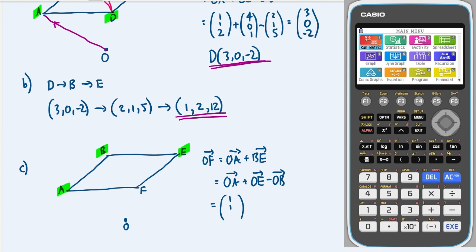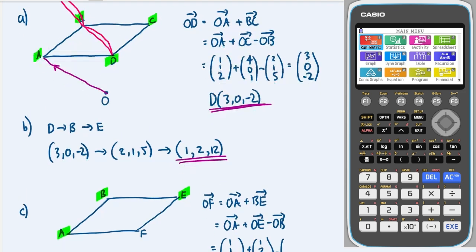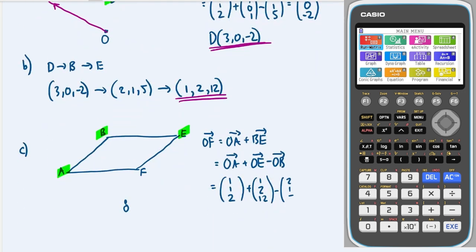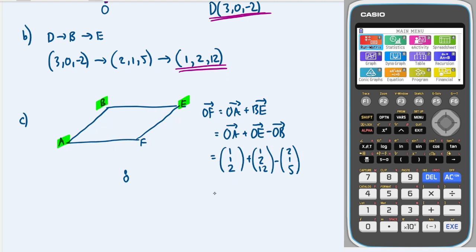So OA was 1, 1, 2. OE, we just worked out E, it's 1, 2, 12. And OB was 2, 1, 5. Okay, great. So reading along, 1 plus 1 minus 2 is 0. And then 1 plus 2 minus 1 is 2. And then we have 2 plus 12 is 14, minus 5 is 9. Great, so there are the coordinates of F.